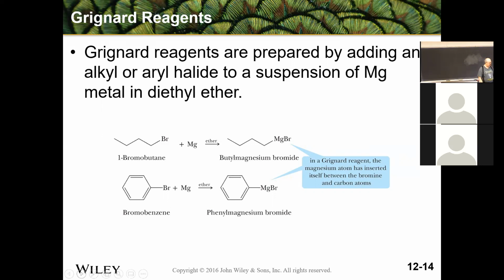Here we have bromobutane reacting with magnesium metal in ether. Notice that the magnesium ends up inserting itself between the carbon and the bromine. So we get butyl magnesium bromide. This also works for aromatic compounds. We can produce phenyl magnesium bromide from bromobenzene.